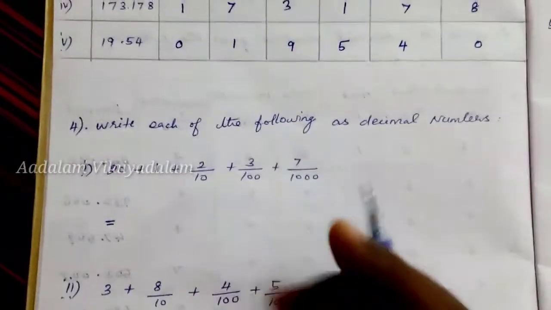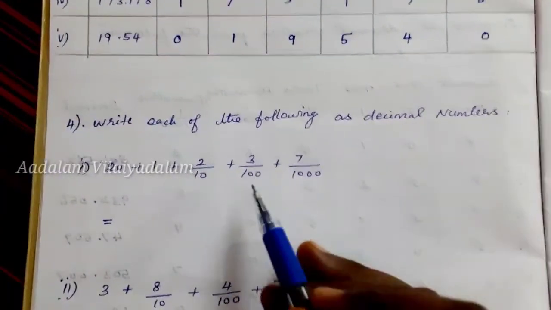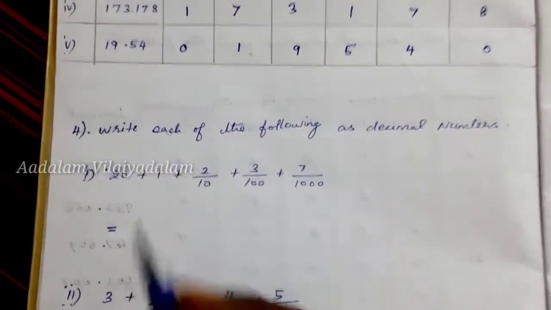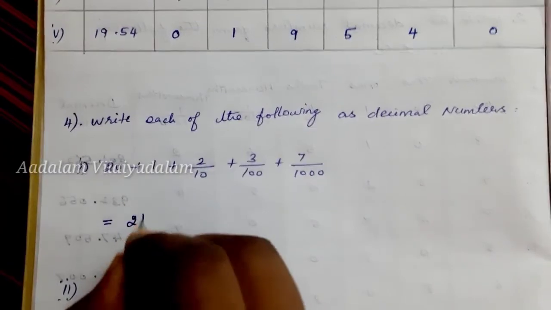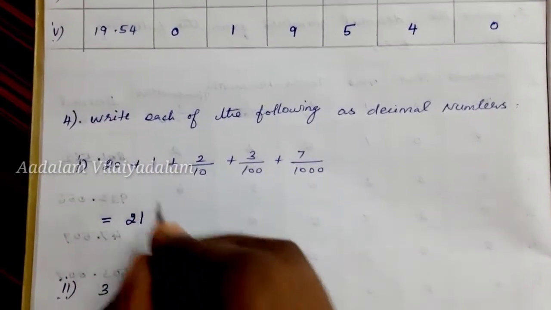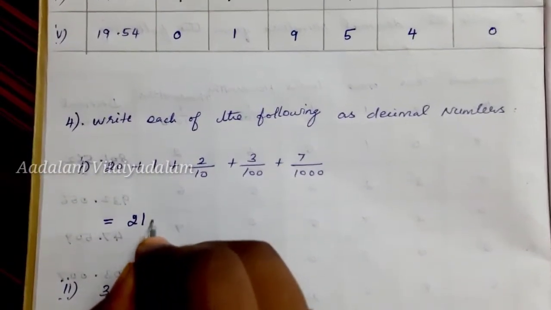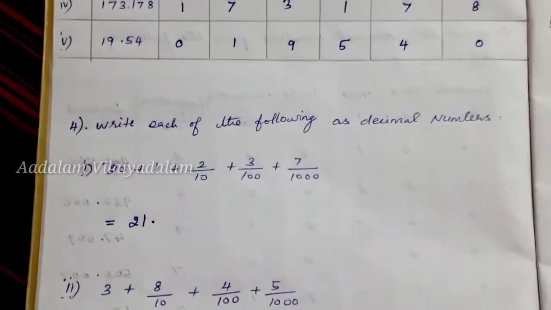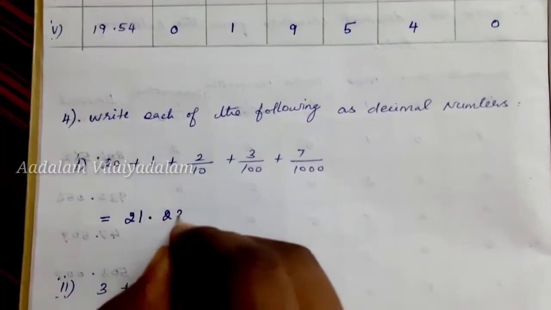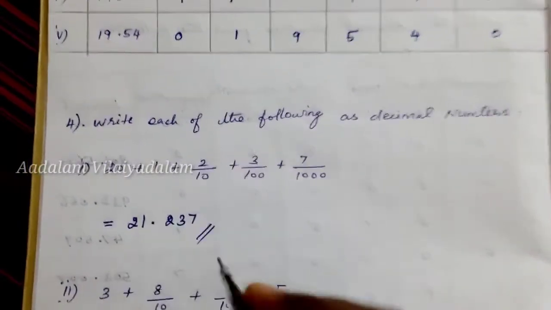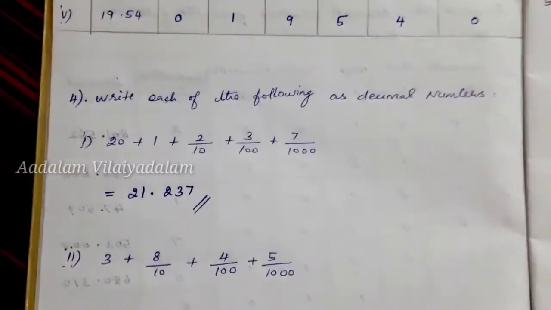Before answering this question, check out the order, whether it has the right order or not. So addition of this 20 plus 1, we get 21. Then after the whole part, we usually put decimal point. Then the fractional part, we can write it 2, 3, 7, which is the answer for this first subdivision.